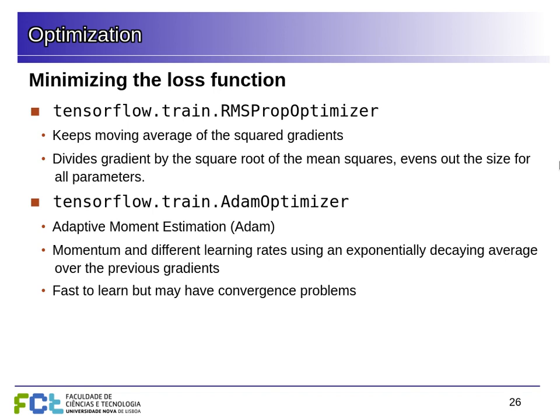RMSprop is very famous because probably it's the most famous optimization algorithm that was never published. This appeared in some lectures by Hinton, and then he never published the paper, but lots of people use this, and it's present in most toolkits.